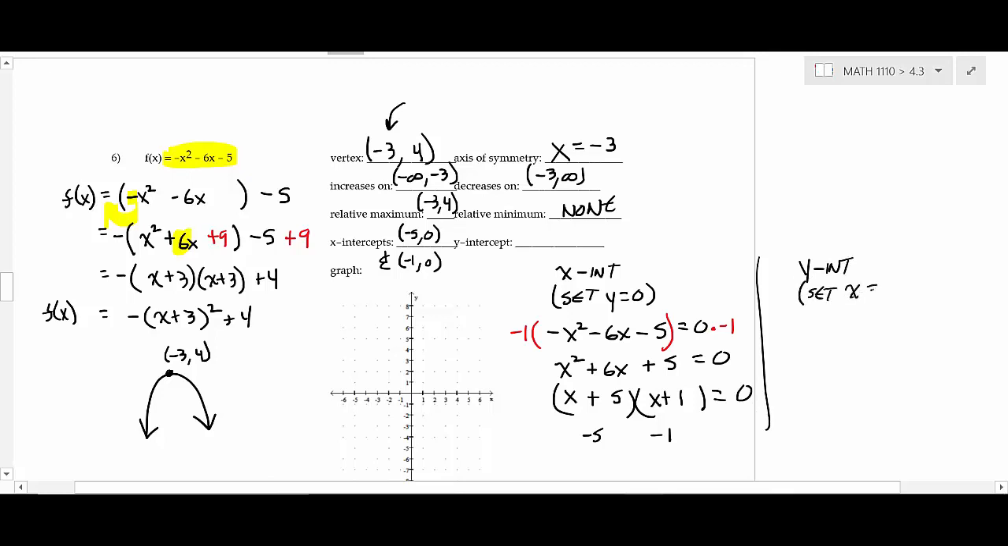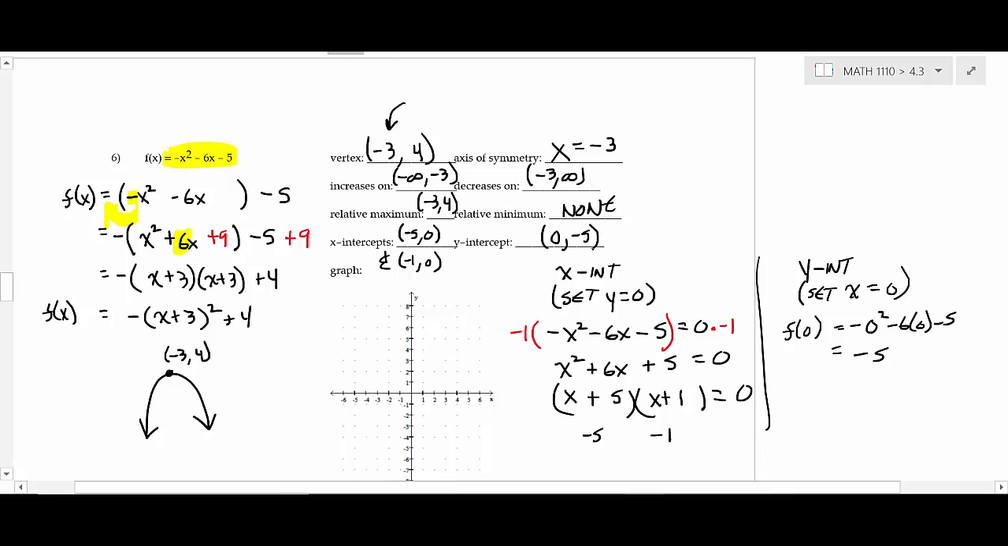It's usually easier to find a y-intercept because you just go back and everywhere you see an x, you plug in a 0, so you'd have -0 squared minus 6 times 0 minus 5. So what is that? -5, right. Okay, the zeros cancel out, so that would be 0, -5 like that.